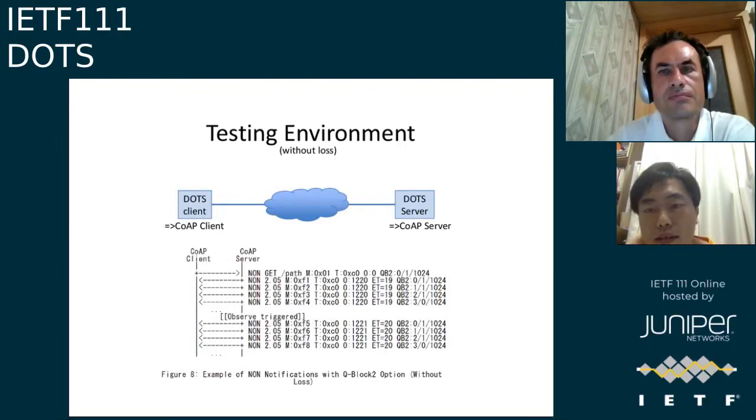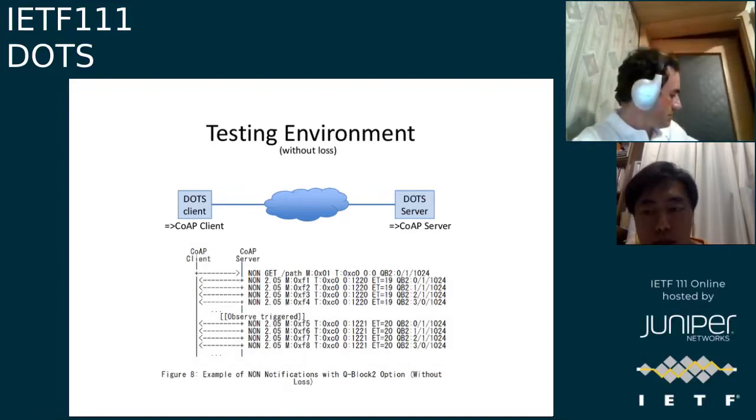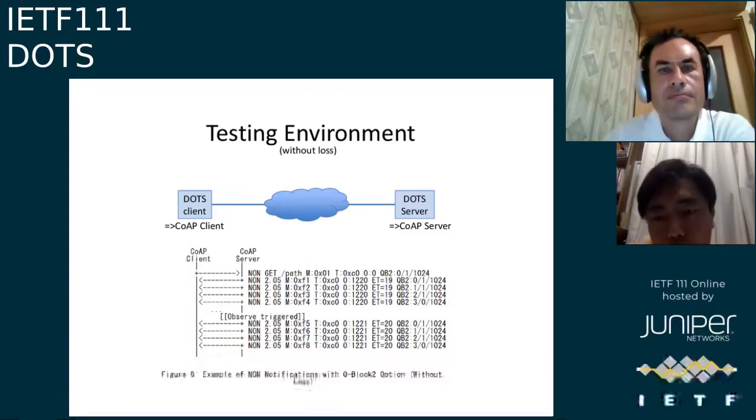Then this slide illustrates the testing environment. In this case, there's no packet loss between client and server. For example, the client is my side and the server is John's side. They communicate with each other over the internet. The bulk GET request for some resources from the client is communicated over CoAP. Then the Q-Block2 GET request triggers consecutive responses from the server. So there is no problem with Q-Block2 communication over the internet. Then next slide, please.